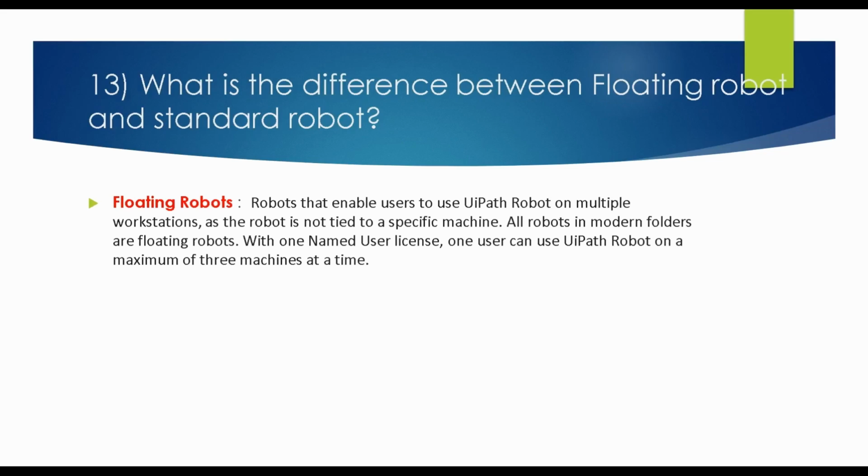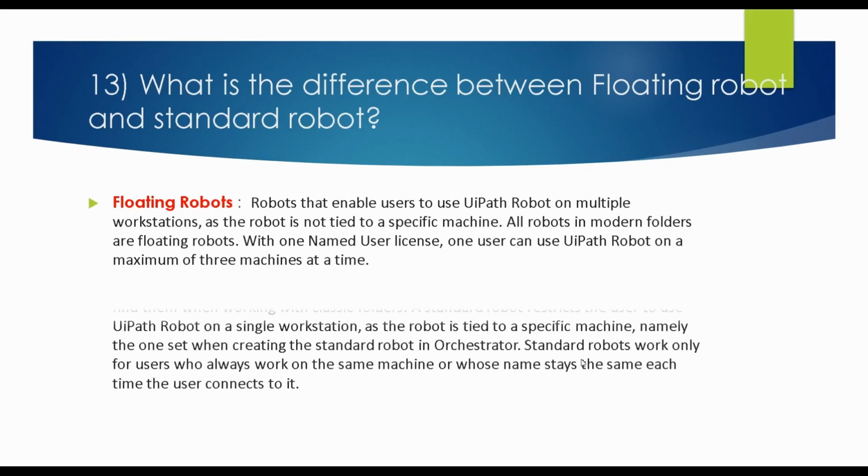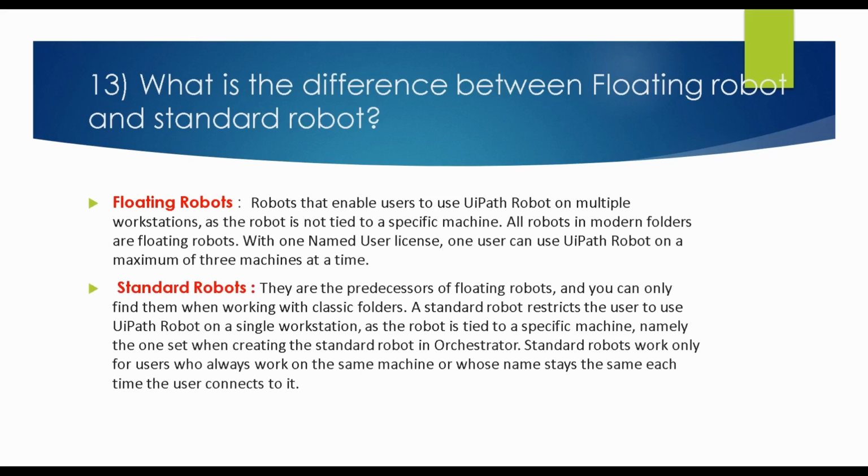Okay, so here the benefit is that a robot is not tied to any particular machine. So if you want to use the robot to work on different machines, you can do that. But a maximum of 3 machines that you can use to run these robots. So with one named user license, one user can use UiPath robot on a maximum of 3 machines at a time. Okay, so that is the benefit of this. Another thing is a standard robot. These are the predecessors of floating robot, and you can only find them when working with the classic folders.